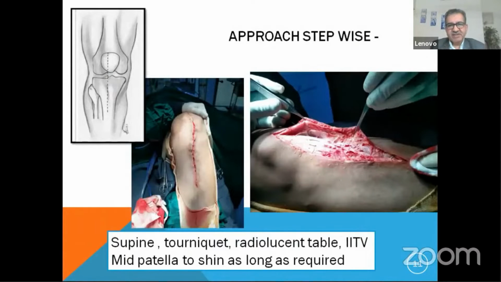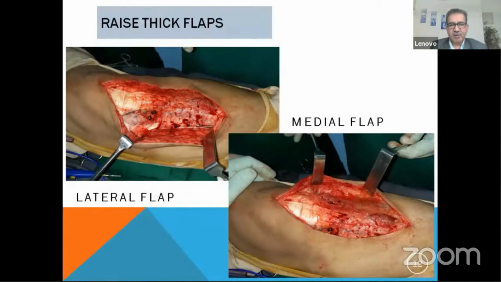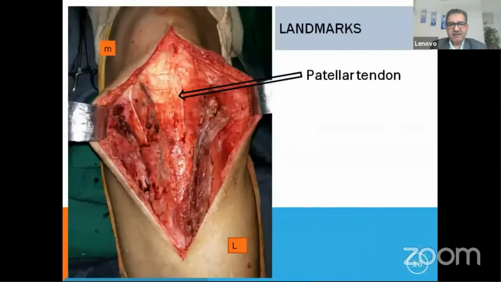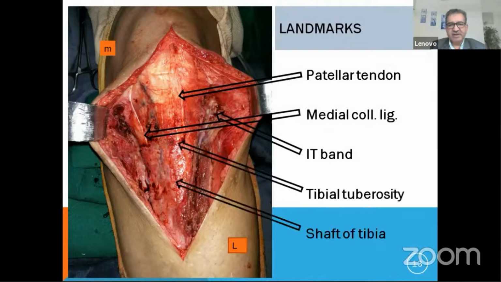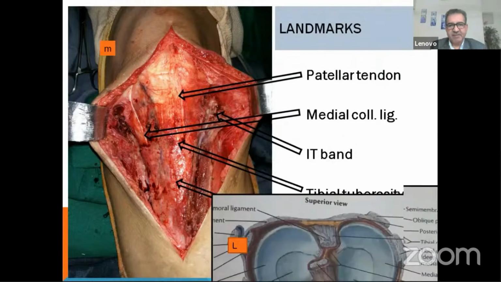And this is how we do it, stepwise. From the patella, you go straight, a little lateral to the tibial tuberosity, and just follow the shin of the tibia. Then you raise a thick flap. Don't undermine the skin. You have to raise the lateral flap and the medial flap. After that, you have these landmarks: the patellar tendon, the medial collateral ligament, the IT band, the tibial tuberosity, and the shaft of the tibia. This is the exposure which you get.